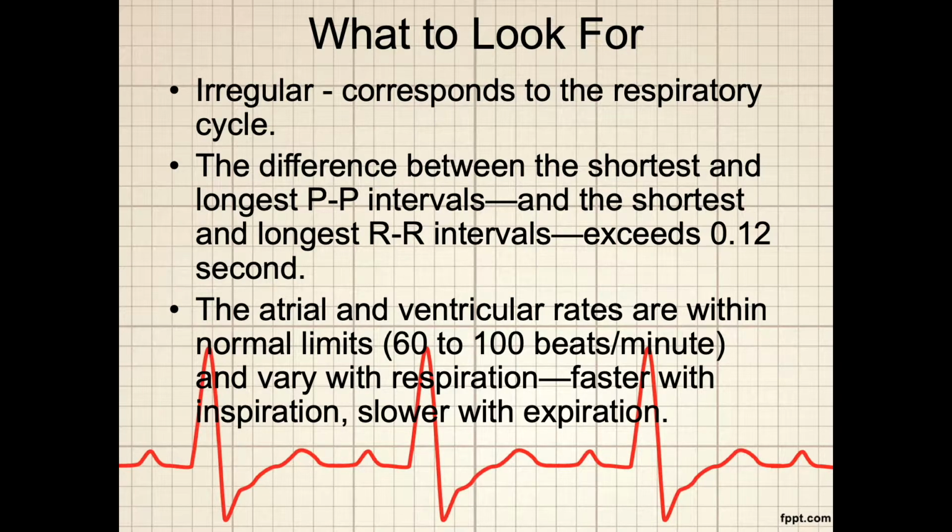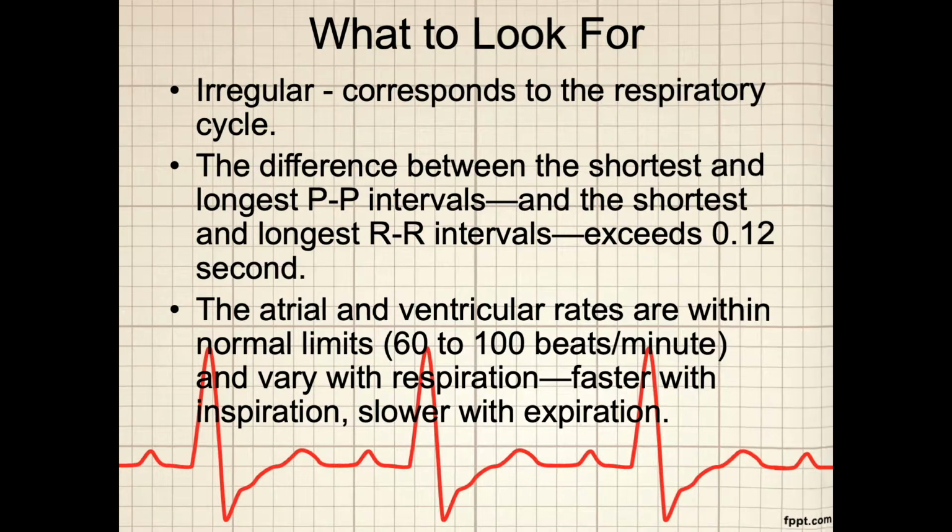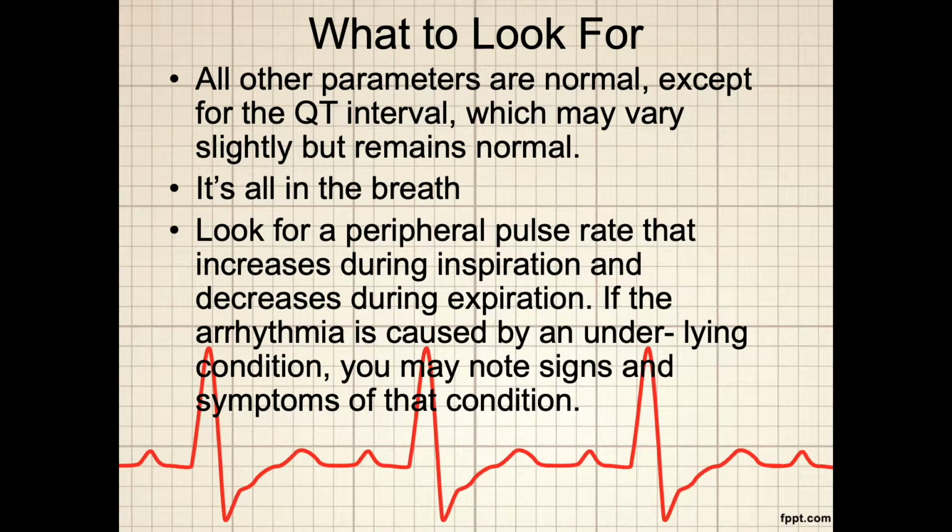Further, the atrial and ventricular rates are within the normal limits, that is, between 60 and 100 beats per minute, and vary with the respirations, faster with inspiration and slower with expiration. All of the other parameters seen on the EKG strip are normal, except for the QT interval, which may vary slightly but should remain within normal limits. It's all in the breathing pattern.